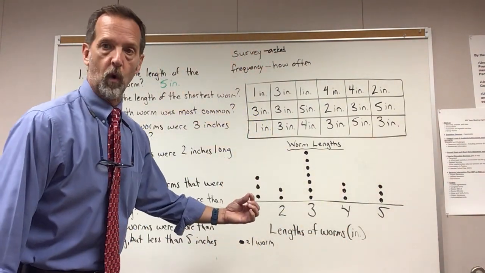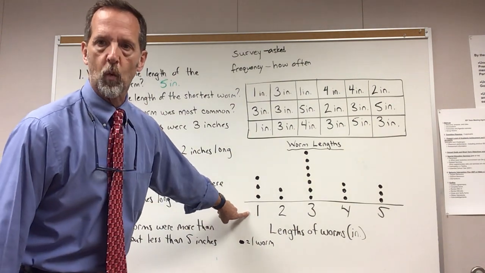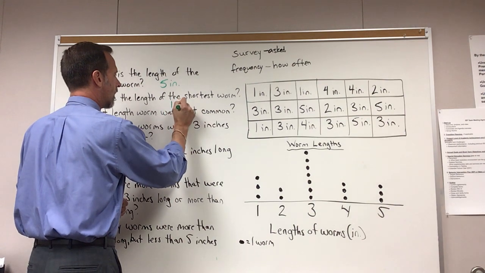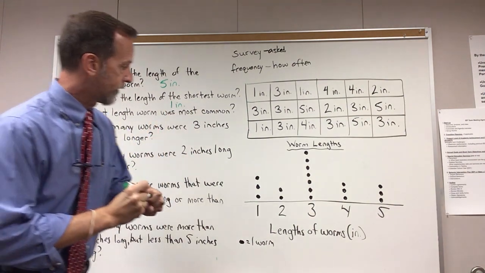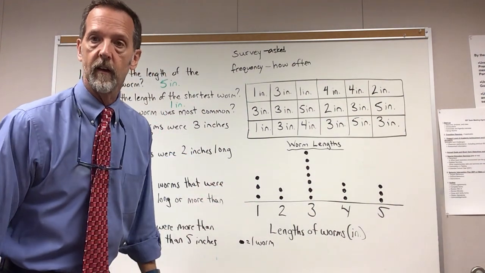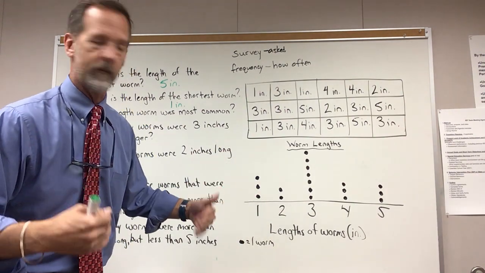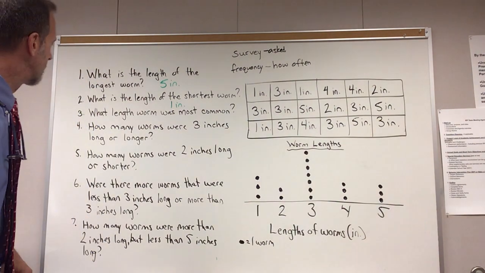My shortest worm was a 1-inch worm. And I also found 3 of those, didn't I? Okay, but the question didn't ask how many of those. It said, what's the length of it? It was 1 inch, the shortest one.